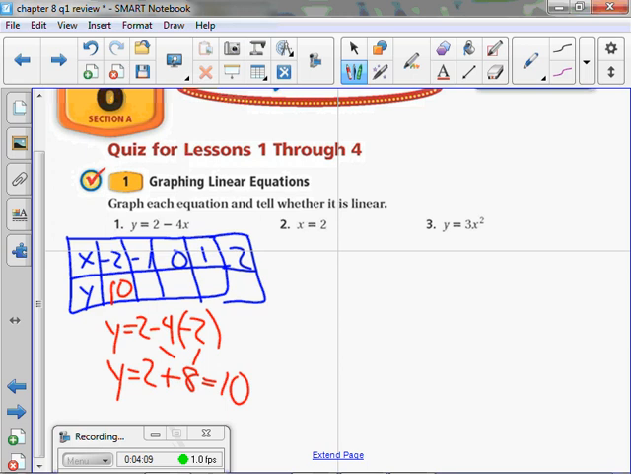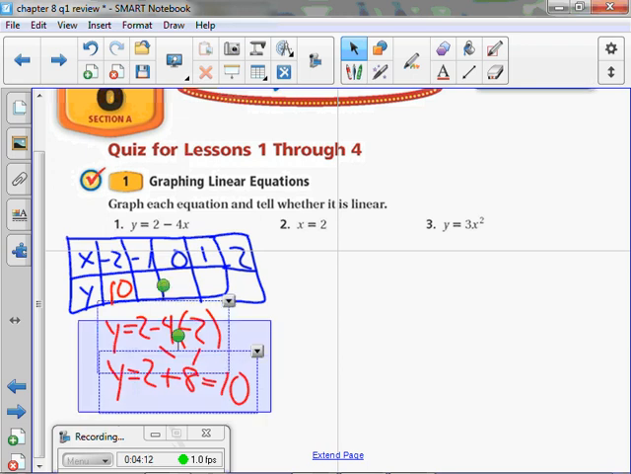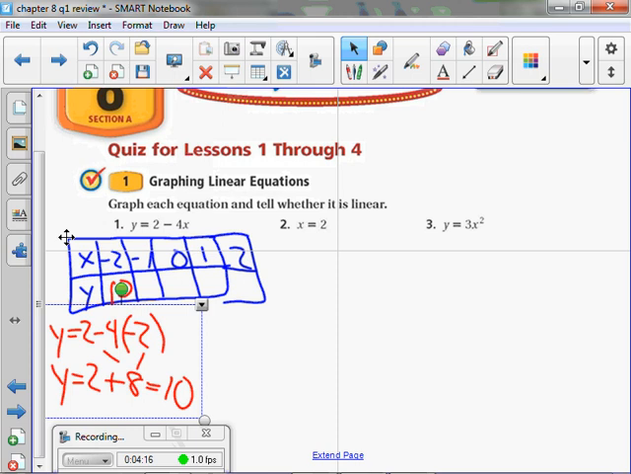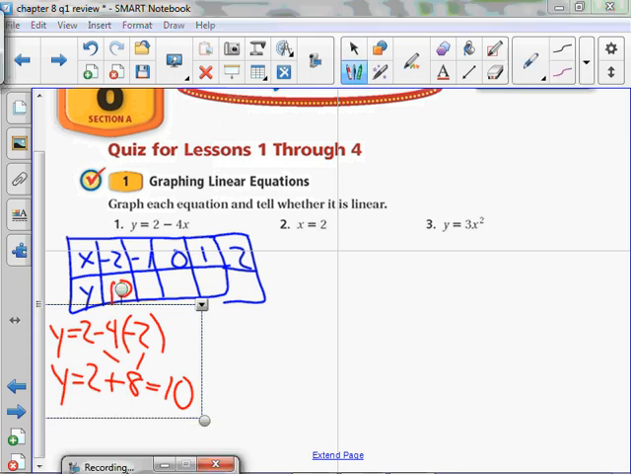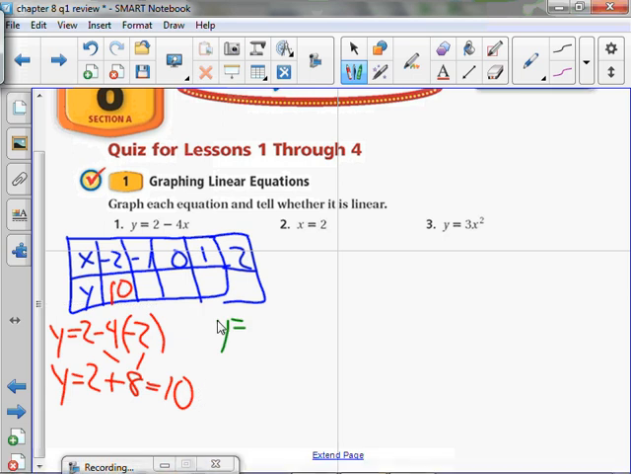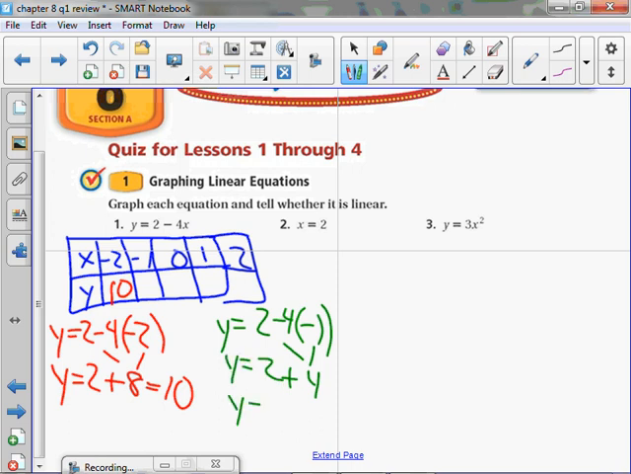Next one. I will be erasing this soon, but I'll leave it there for a moment. The next one, y again equals 2 minus 4 times x, but x is now -1. And -4 times -1 is +4, so I have 2 plus 4. Y equals 6. And I put that right here.